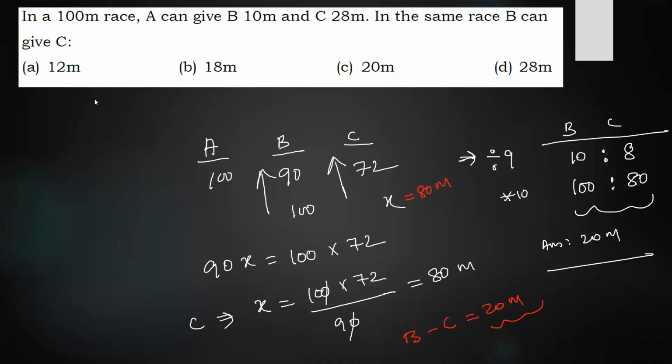Is it clear? Since it is a 100 meter race, same race. Sometimes you will get a 1 kilometer race, something like that. For 90 it is 72. For 1000, what is the value? You need to find that.